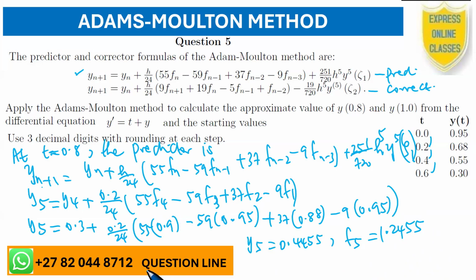So now, if we get our Y5 out of this, using a calculator, we get 0.4455. Then what would our F5 be? We need to know that our F5, according to this, is going to be T5, Y5. So you take the Y5, which you get from adding everything with a calculator. You need to be able to use a calculator. This is very important.